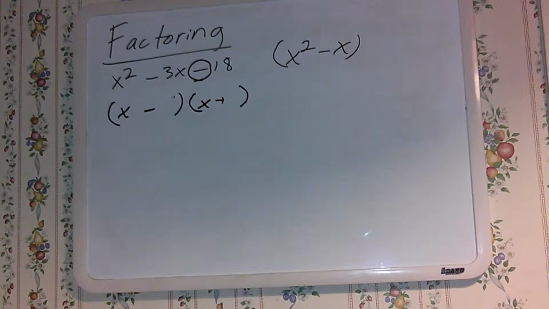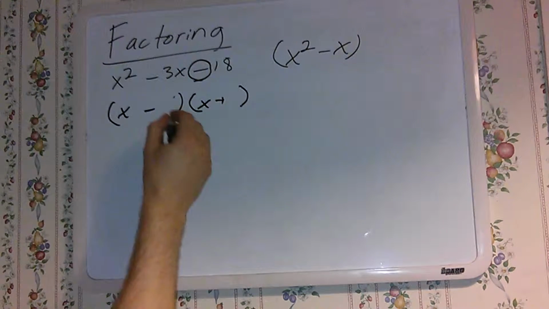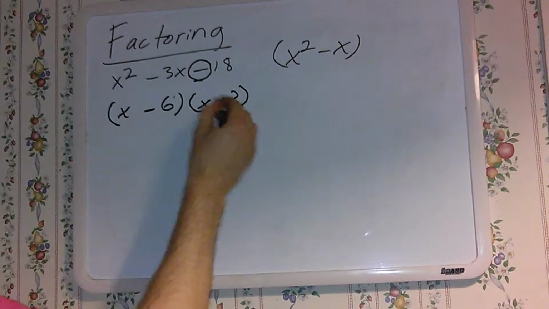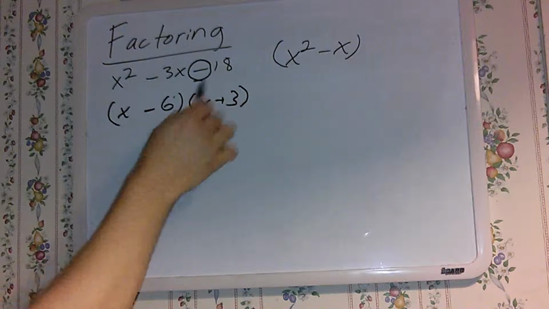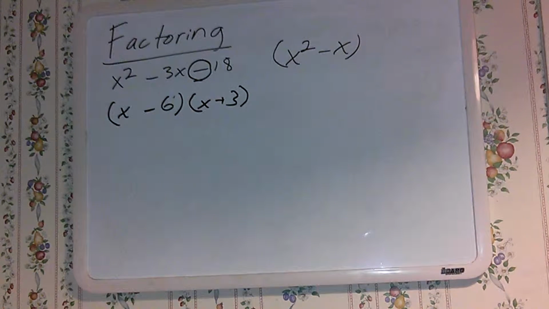So 18 divided by 3 is 6. I'm just going to guess with my 6 and my 3, and sometimes that's the way you have to do this type of factoring, especially if you've got a number right here that has a lot of factors that can be divided a lot of different ways. Sometimes you do wind up guessing till you get it right.